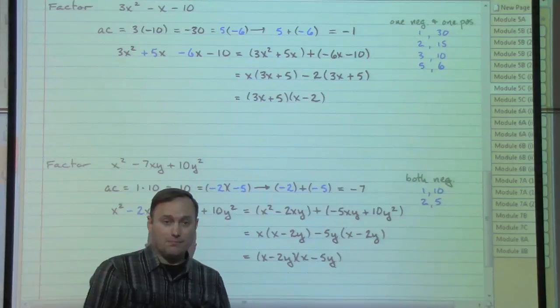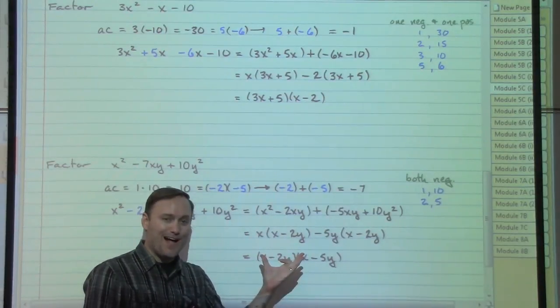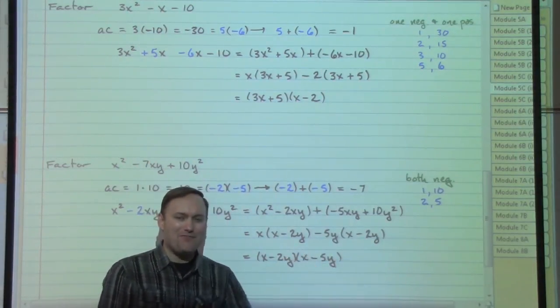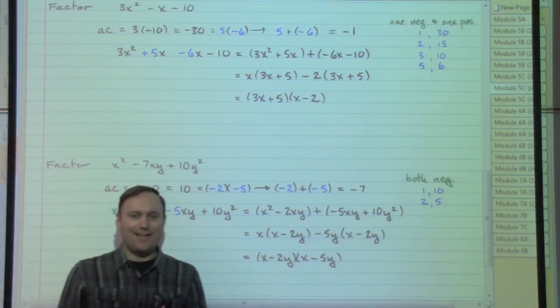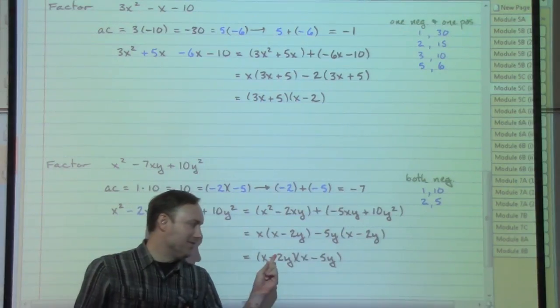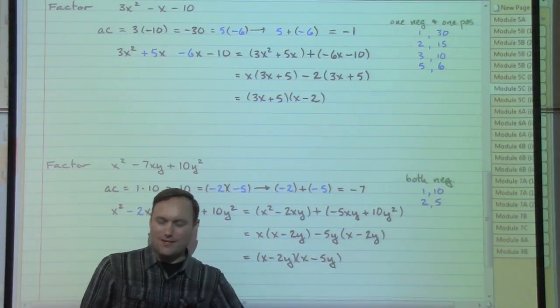I just need to have them. So I need to have an x minus 2y and I need to have an x minus 5y. If I've got those two factors, then I've got the correct answer that I need. Doesn't matter if it looks like this one or if it looks like the flip-flop.